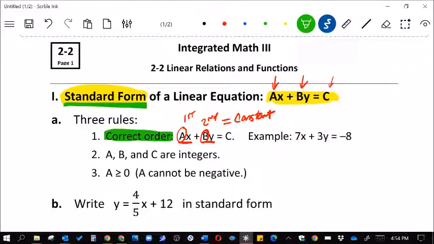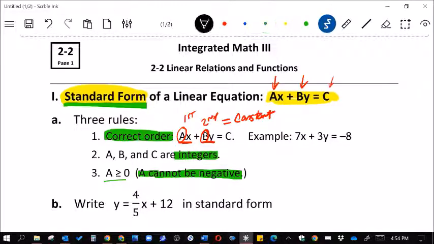The next rule is that A, B, and C have to be integers. That means they're not decimals and they're not fractions. And the A cannot be negative. The math way of showing that is to say A is greater than or equal to 0.